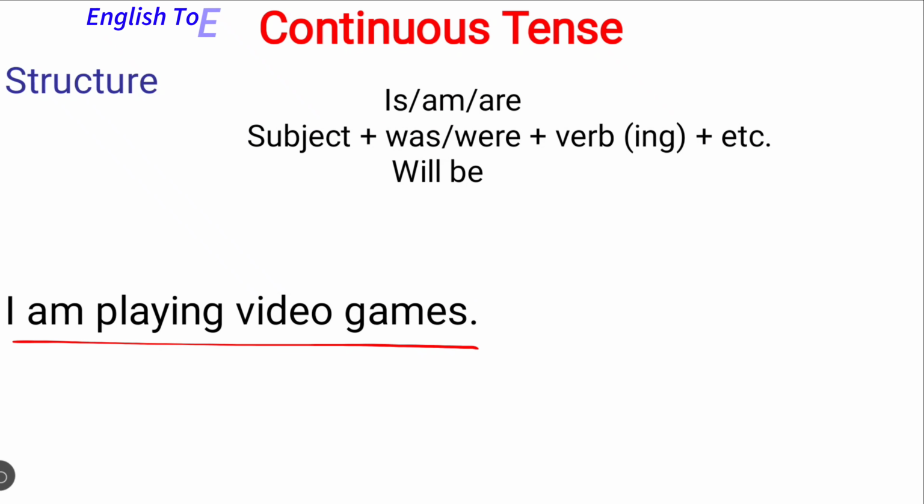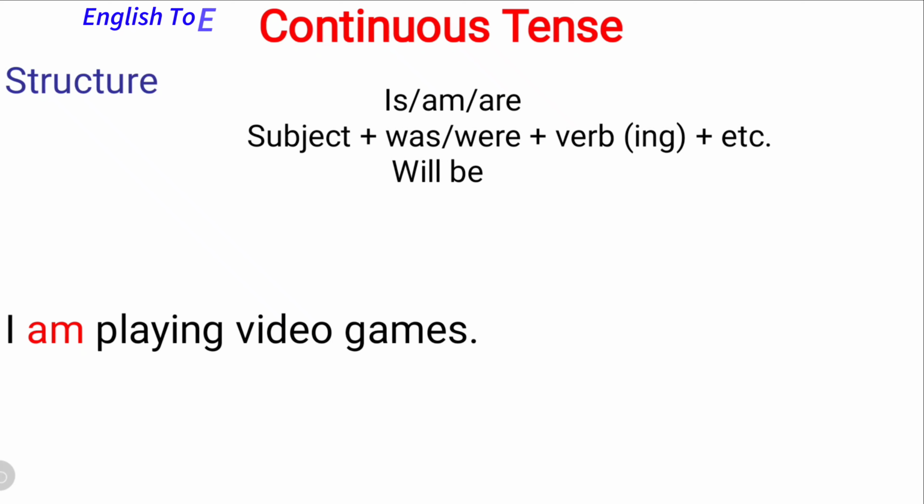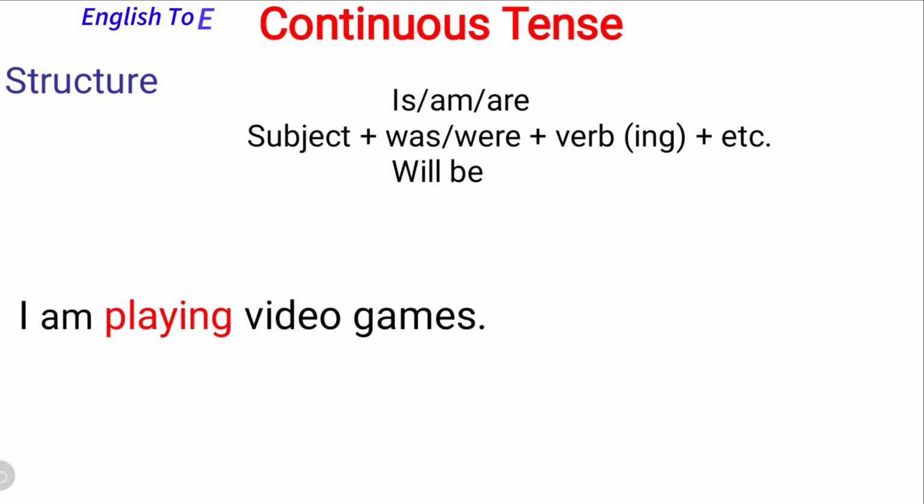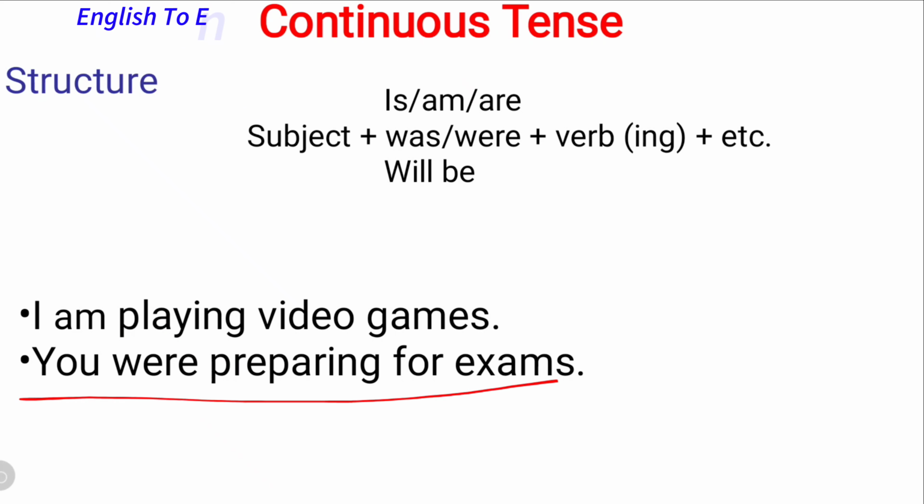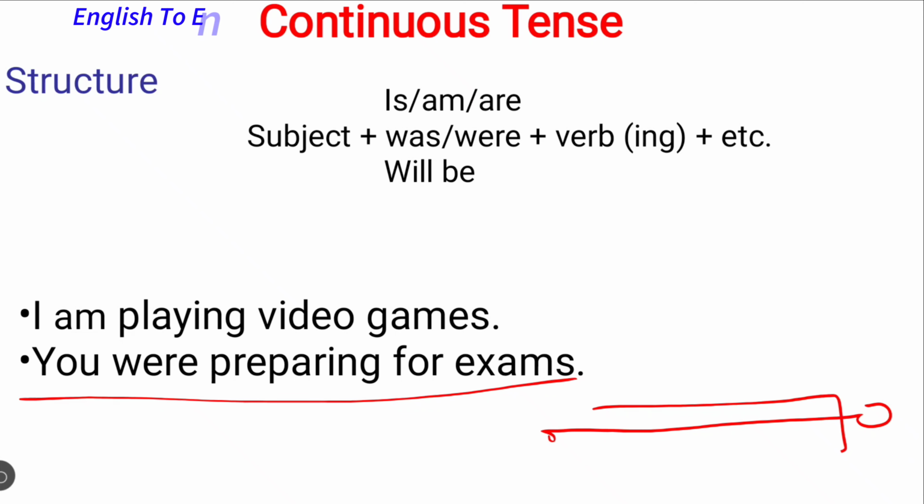I'm playing video games. Here you can see that I have used "I am" with I. And playing is the main verb that is in continuous form. So "I'm playing video games" is a continuous sentence of present continuous tense. Let's see one more example of past. You were preparing for exams. You started your preparation from here and you ended your preparation here. So in this period, you continued with your preparation. So we can use continuous tense to define any of the situation from here.